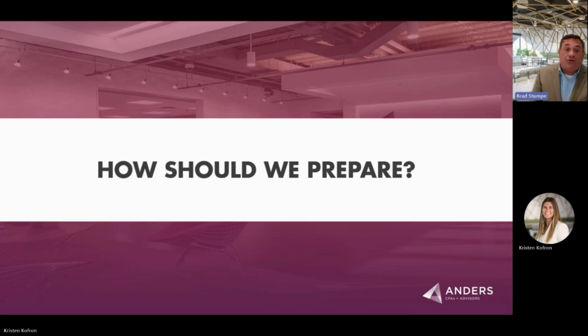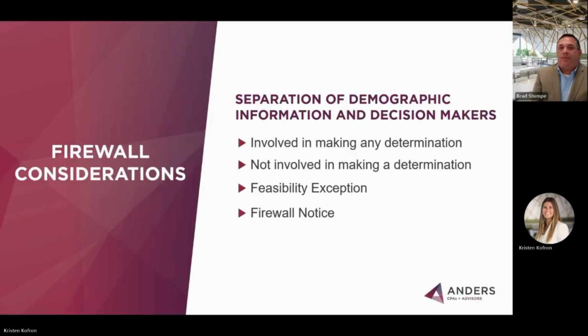The feasibility exception basically says it's okay for a particular officer or employee to have access to this information if it's not feasible to maintain a firewall for that particular individual because their job duties require them to collect, see, consider, refer to, or otherwise use demographic information or ownership status. So let's go ahead and advance the slide. Okay, here's the firewall slide.